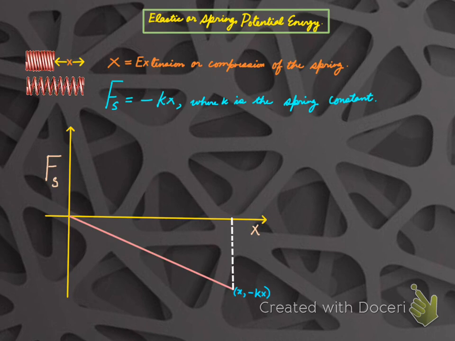So the coordinates of the point at the end of the graph are x, which is the extension of the spring, and negative kx, which is the spring force when the spring has been extended by an amount x. So now, in order to find the work, we find the area of the triangle below the x-axis. Now, because this is below the x-axis, this area is going to be negative.